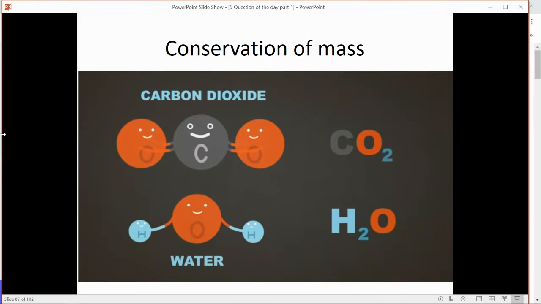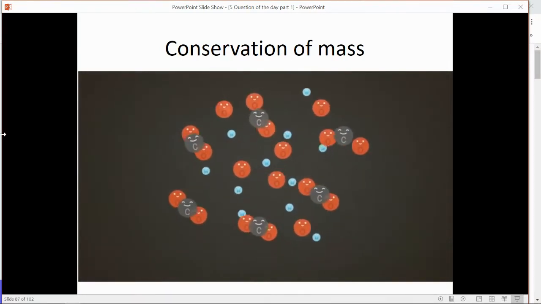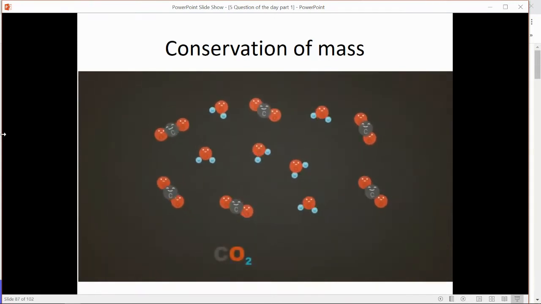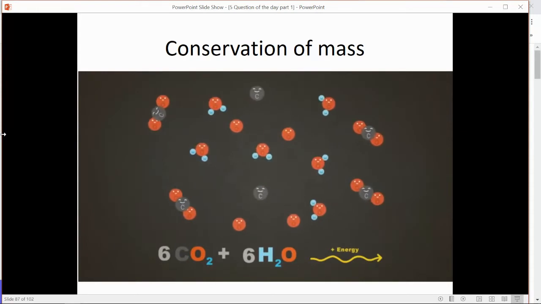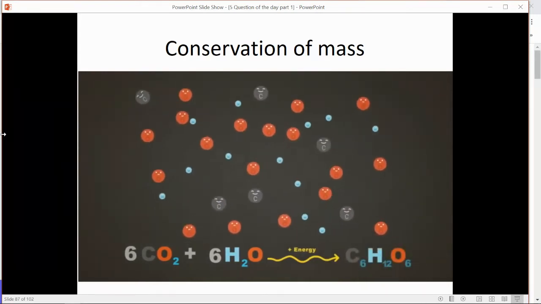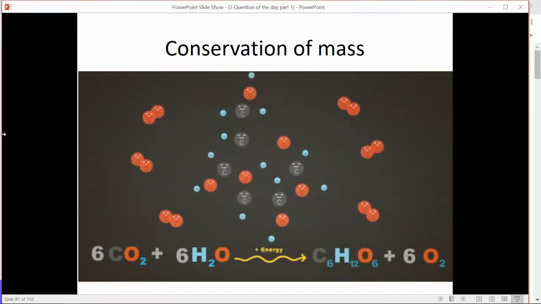So what can we do? They have a mind of their own. Let's see, they've formed more carbon dioxide and water, 6 of each. Add a little energy, and we can get them to reshuffle themselves to a simple sugar and some oxygen gas.